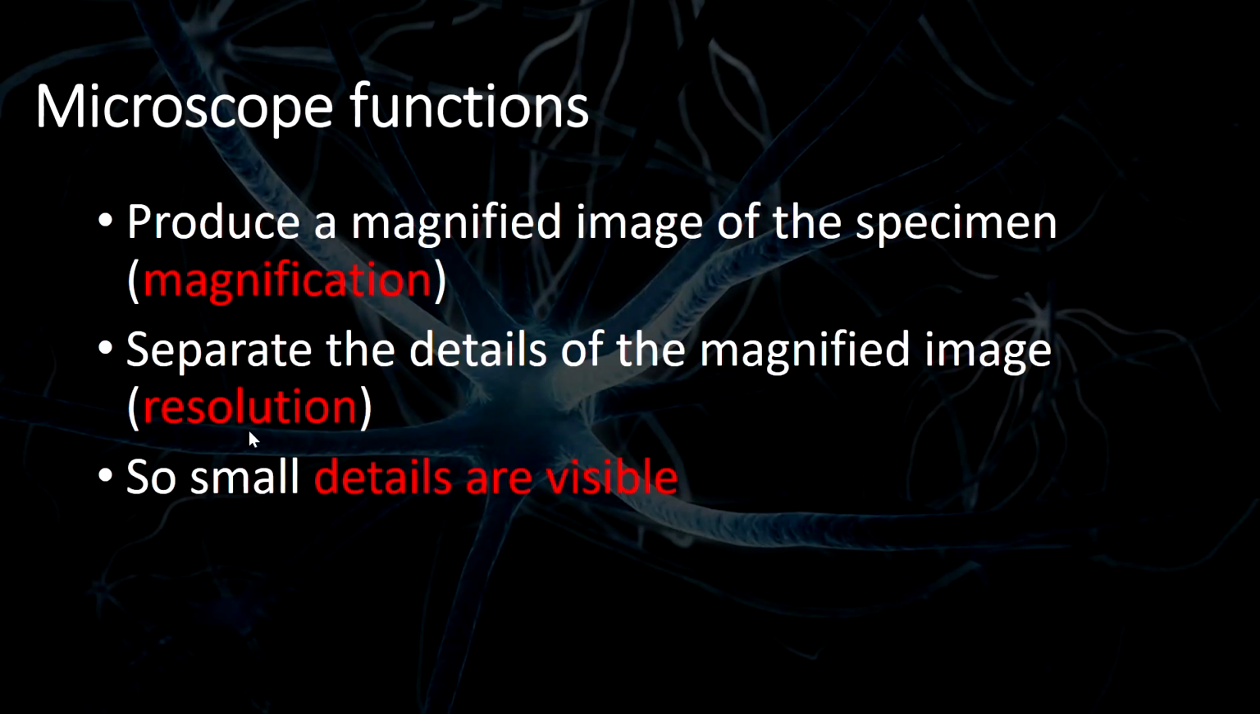Microscopes have two functions. The first one is to increase the magnification of the image. The second one is to increase the resolution of the image. With these two things, we'll be able to tell details of an image.